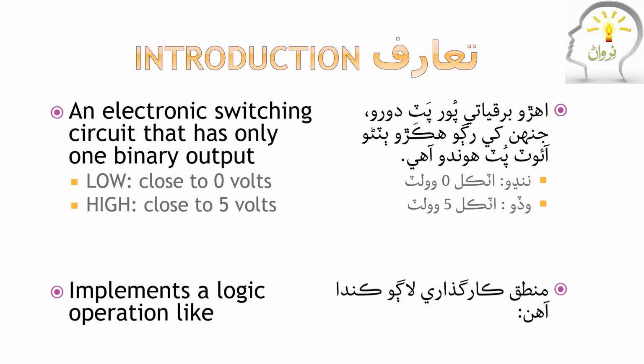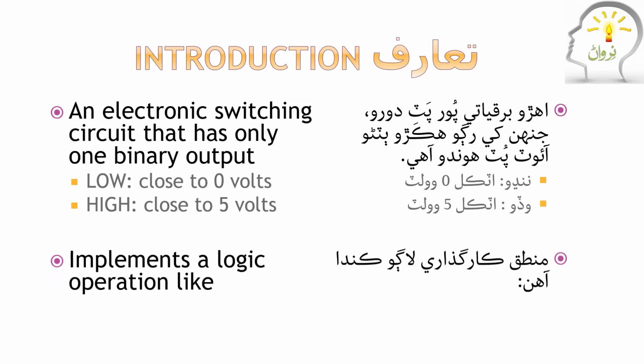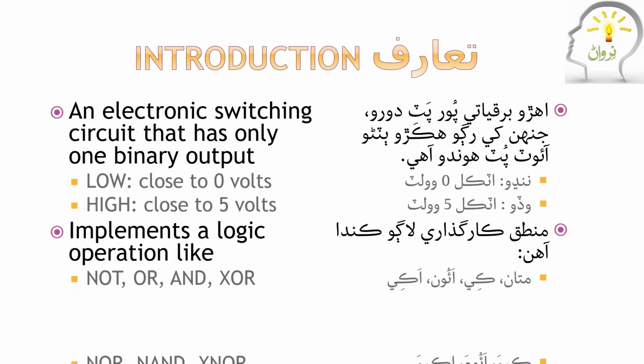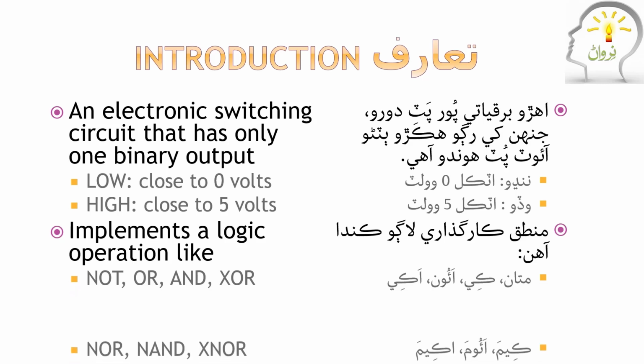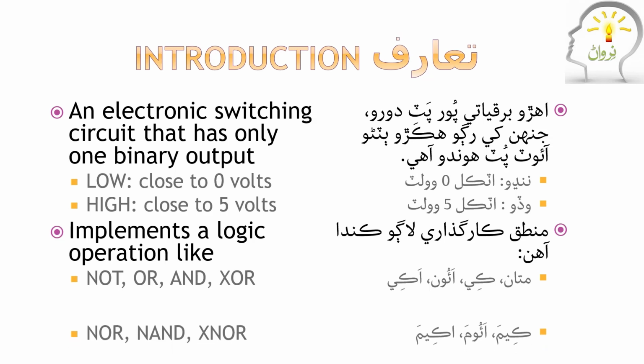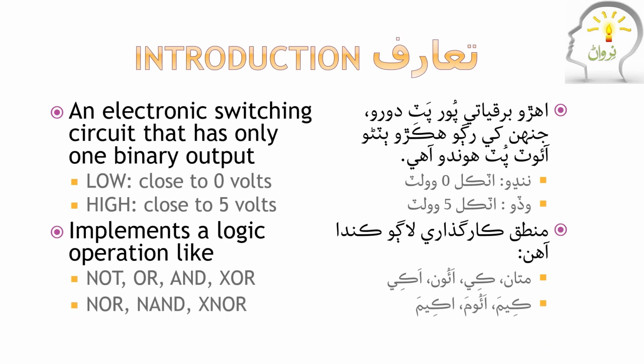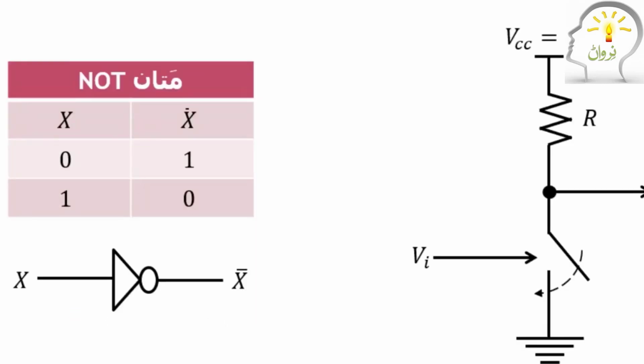Every gate is an electronic switching circuit, and it implements a logic operation. It will implement the logic operation of NOT, OR, AND, exclusive OR, exclusive NOR, NOR, NAND, all those. For every logic operation, we have a logic circuit, and that is called a logic gate. This is an example of an inverter.